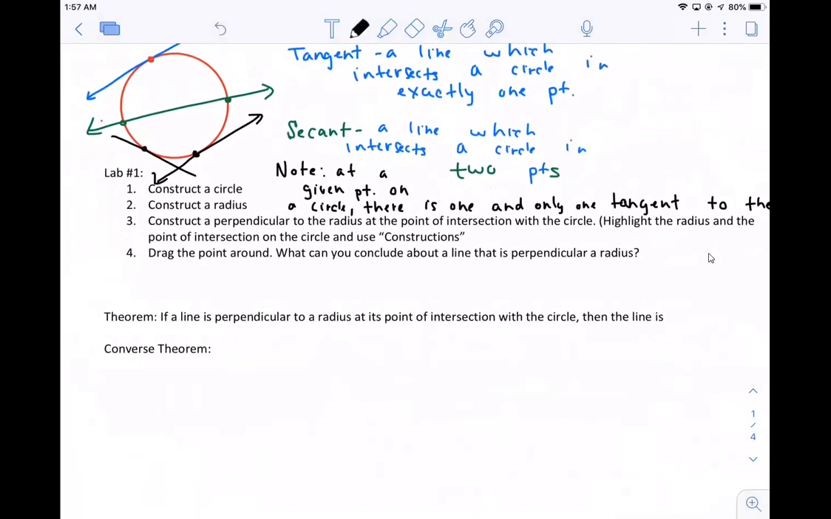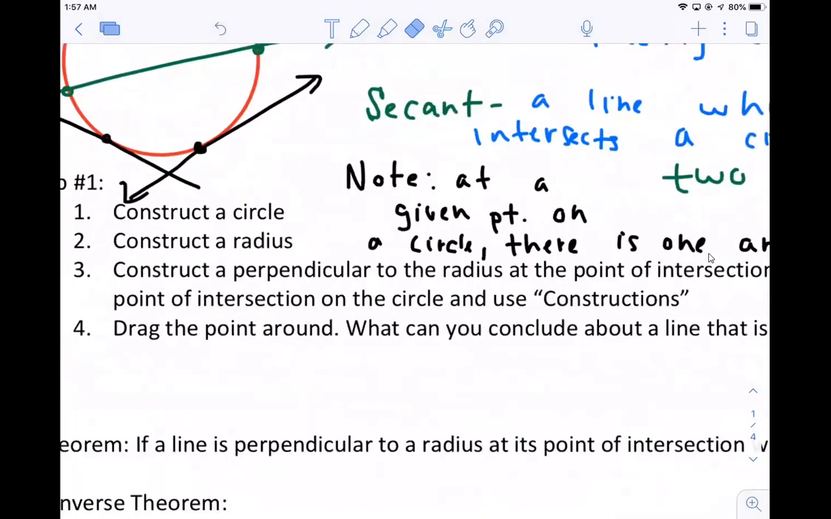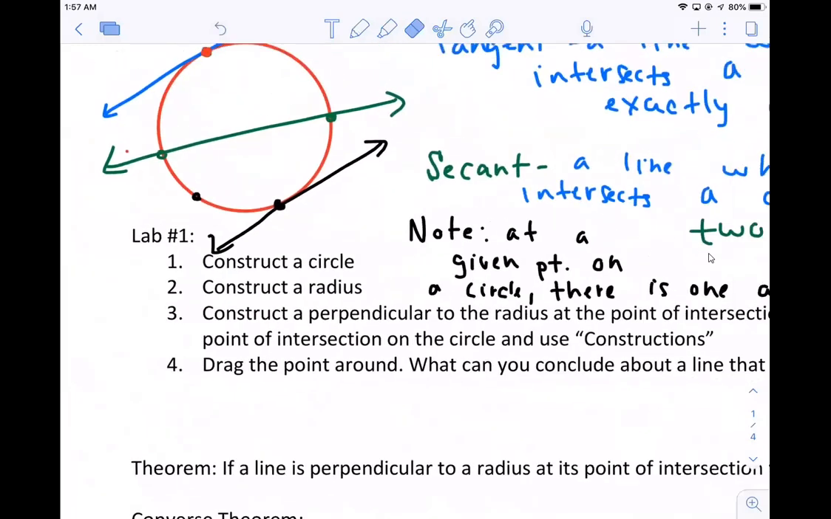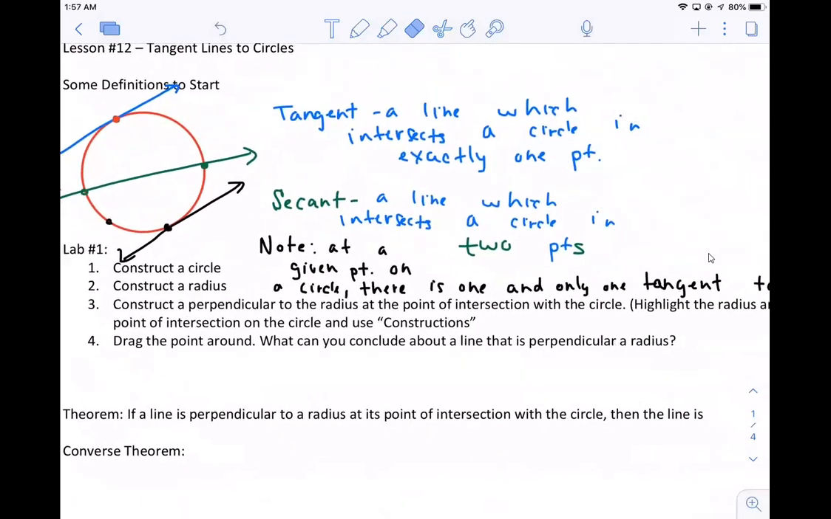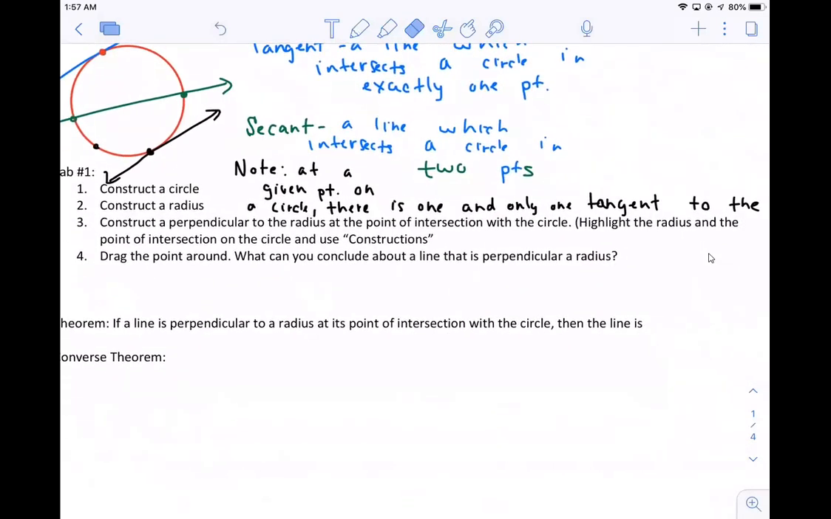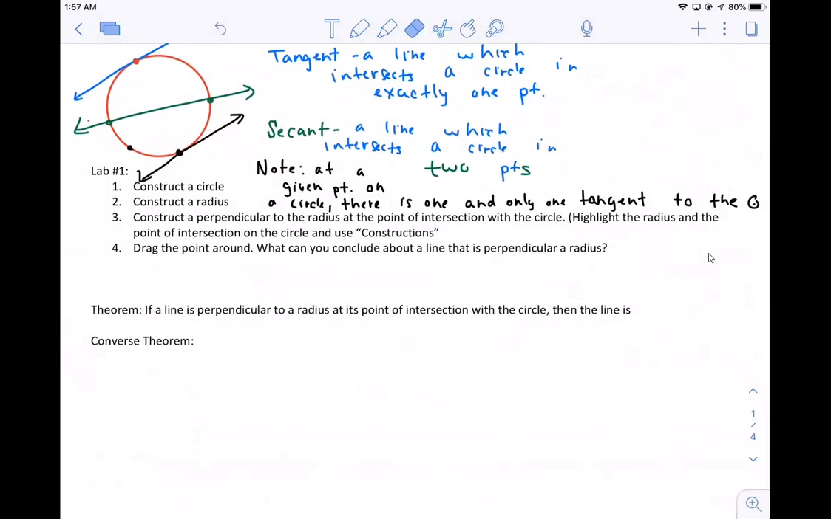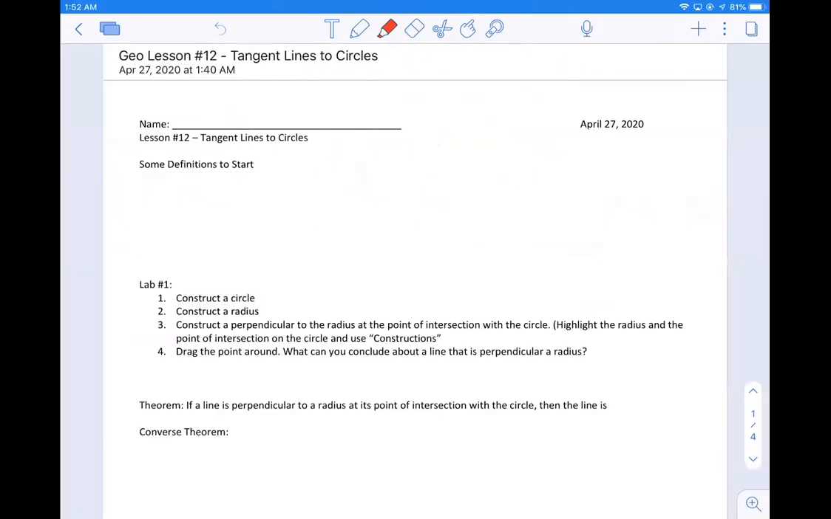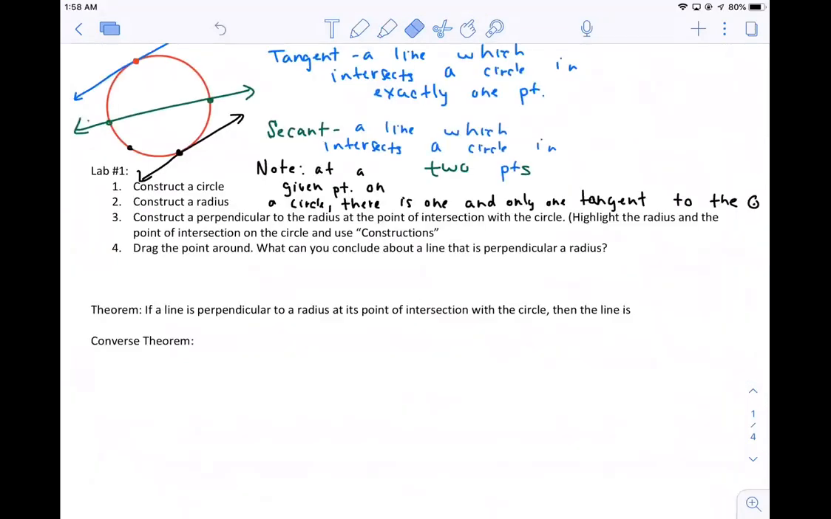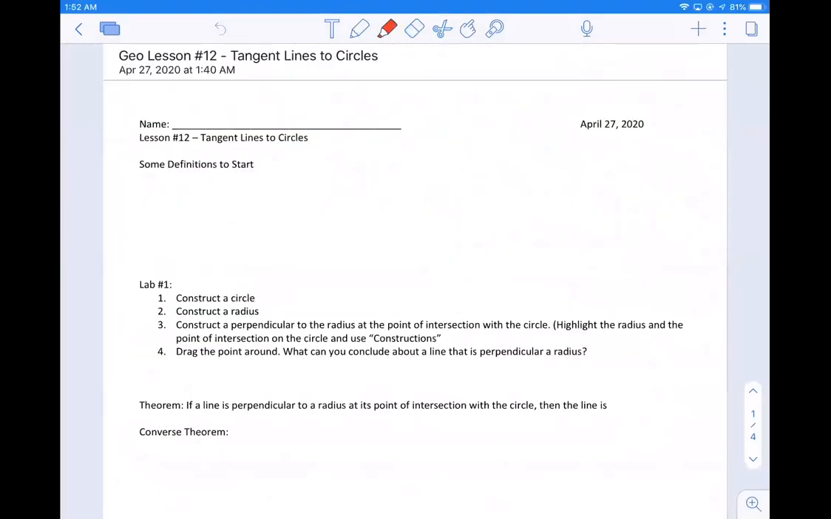These tangent lines are pretty special because in this first lab, we're going to see something about it. So lab number 1: let's construct a circle, construct a radius, and construct a perpendicular to the radius at the point of intersection. Get your calculators, read through the steps of this lab, and try this on your calculator. This one is not too bad, so hopefully you're able to do this.